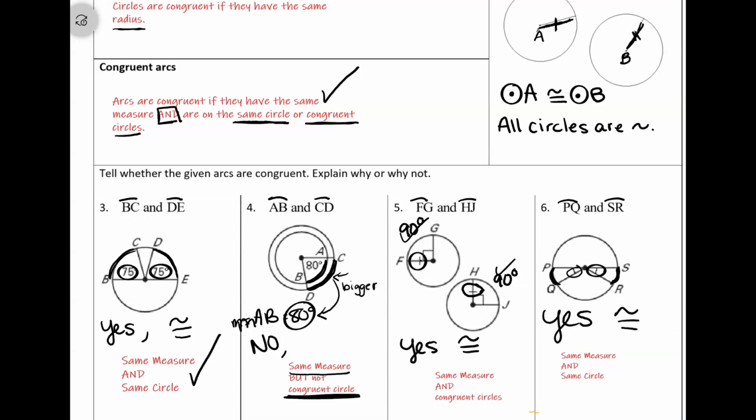So that concludes this lesson on 10.2. We have talked about what a major arc is, what a minor arc is, how to measure those, and then what it means to be in congruent circles, congruent arcs, as well as the arc addition postulate.